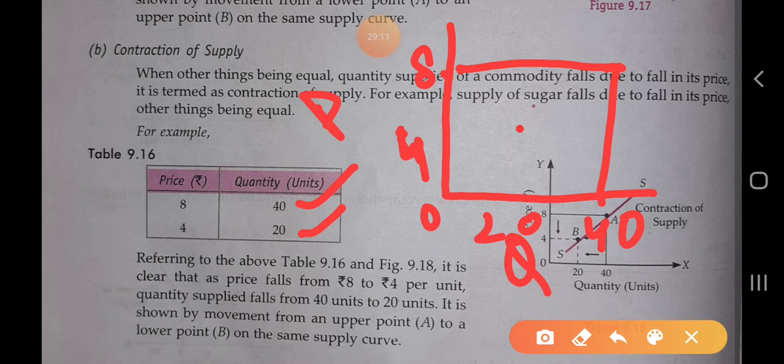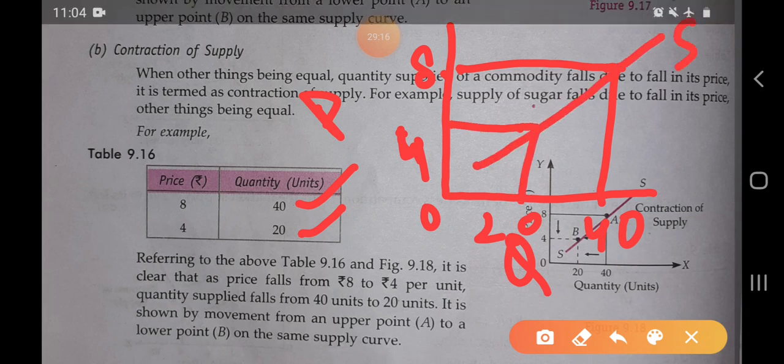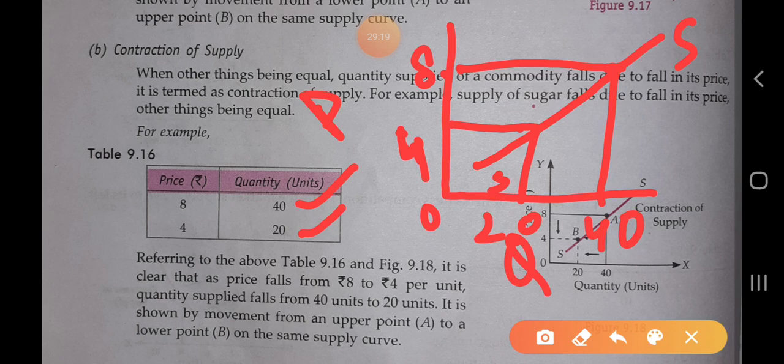Okay, this is the supply curve, and the point is A and the point is B. Okay, so we are moving on the same supply curve, from point A to B, which means when the price is 8 and quantity supplied is 40, but now we are moving on the same supply curve from the upper point A to the lower point B.